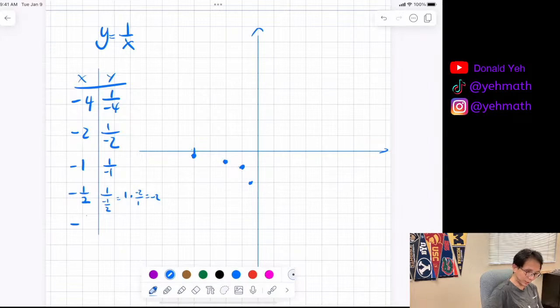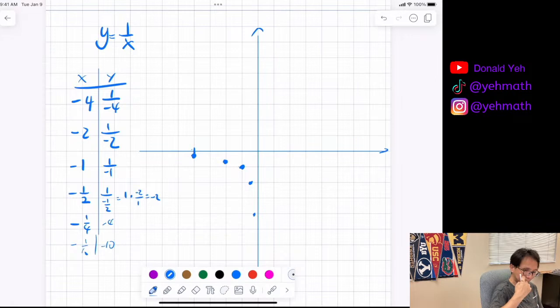What happens if you plug in negative 1/4? Negative 4. So it's going to be all the way here. So the graph's going to have something like this. You can even plug in negative 1 over 10. It's just going to give you negative 10.